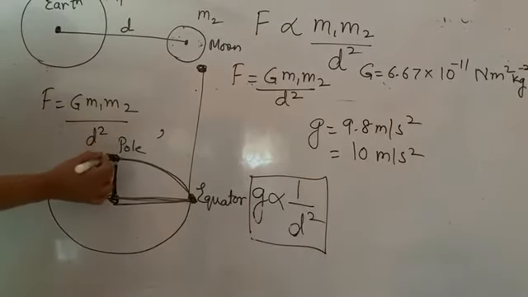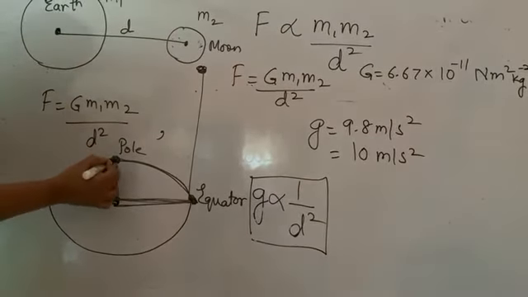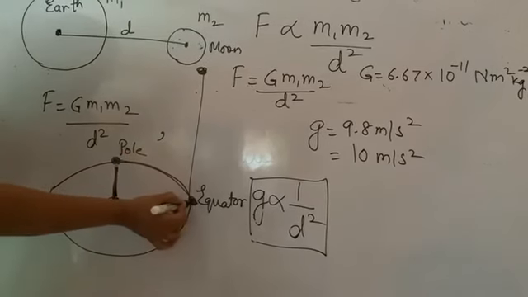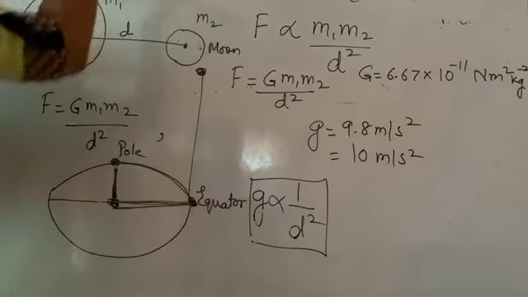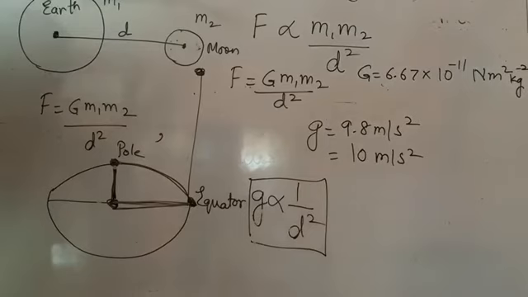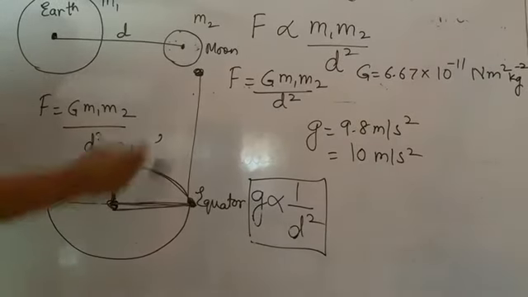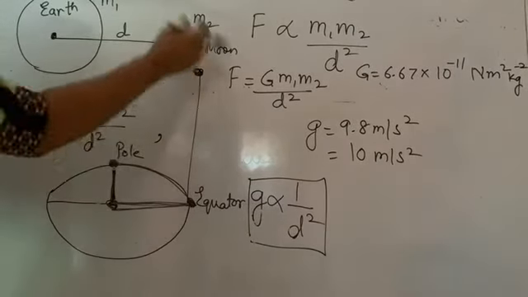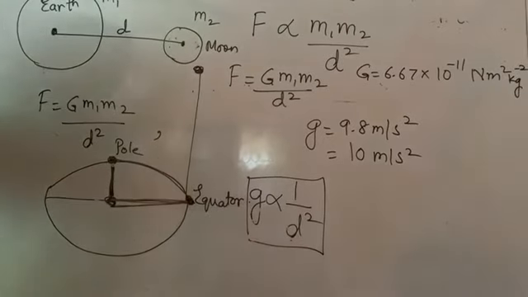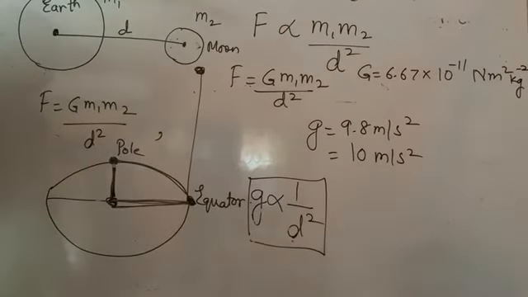So it is the highest at the pole. From the pole, if you are going to the equator, it decreases. Suppose you are going from the equator to a mountain peak or to an altitude, it decreases, because this distance is increasing, and distance and acceleration due to gravity are inversely proportional.